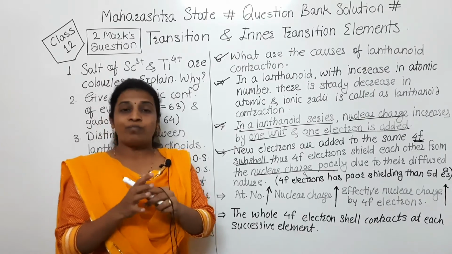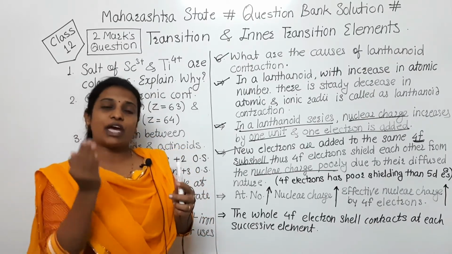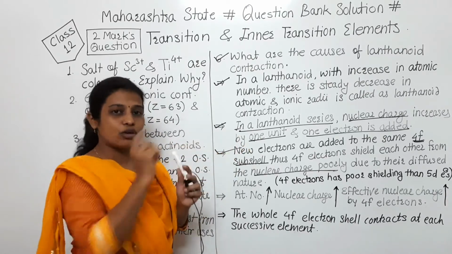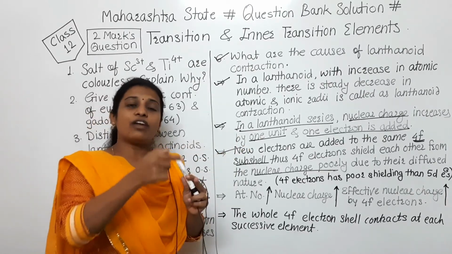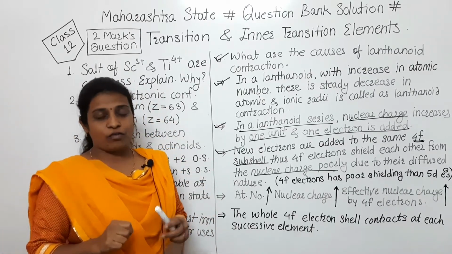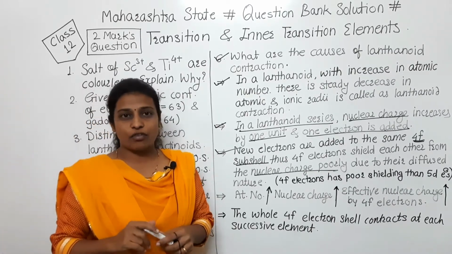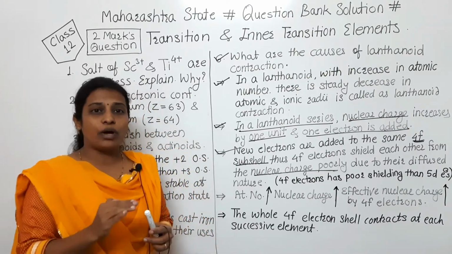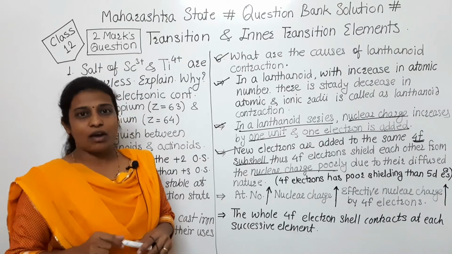What did I say? See, if we consider when we are adding that new electron, as the atomic number increases, electrons also increase. So when we are filling that electron, it enters into the 4f. And if we consider the shielding effect, that of the 4f orbital is poorer than the 5d orbitals.